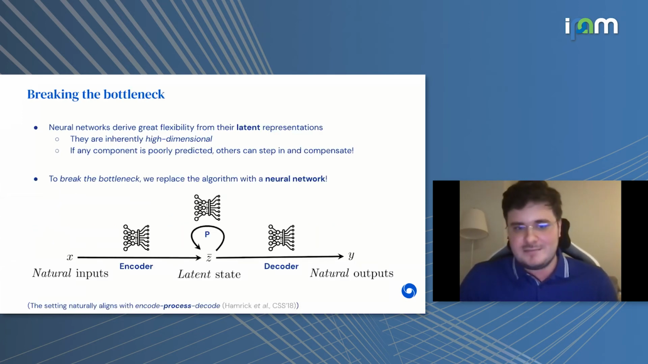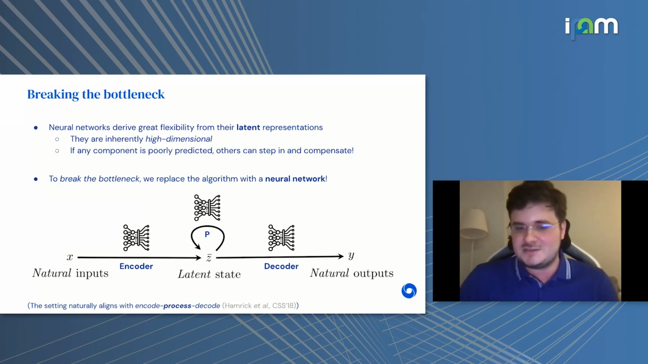So we would ideally like to break this bottleneck, and the way in which we can attack it is by noting that neural nets derive great flexibility from having a latent representation, which is usually high dimensional. If any component of a high dimensional latent ends up being poorly predicted, other components can step in and compensate. So what we will do is replace the combinatorial algorithm that we had before with a neural network executor. It gives us this natural encode, process, decode pipeline, where inputs are not mapped to abstract inputs, they're mapped to a latent space of a high dimensional vector.